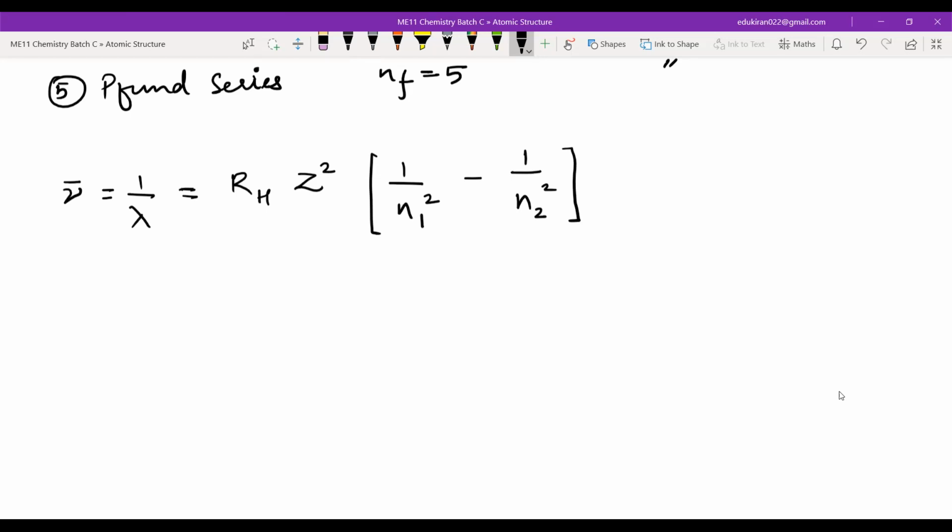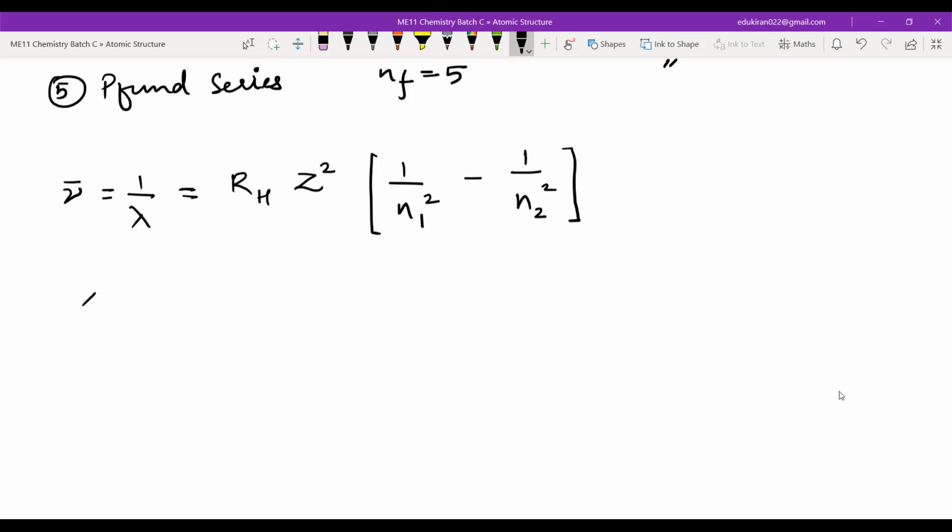Now, what are the terms? You know what is wave number, right? That is 1 upon lambda. What is lambda? Lambda is wavelength. Then what is RH? RH is known as the Rydberg constant. Then the next term is Z. What is Z? Atomic number. Yes, very good. The atomic number, the number of protons.